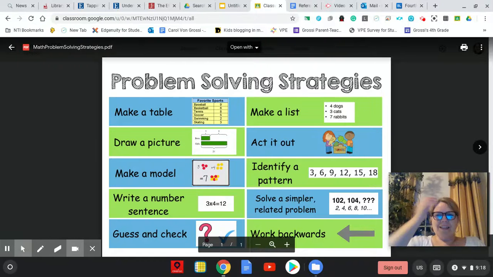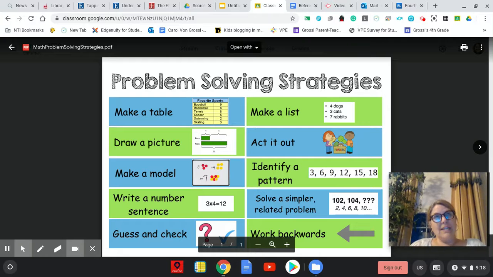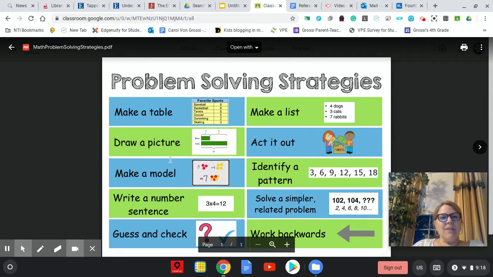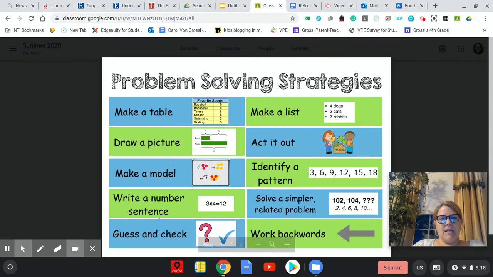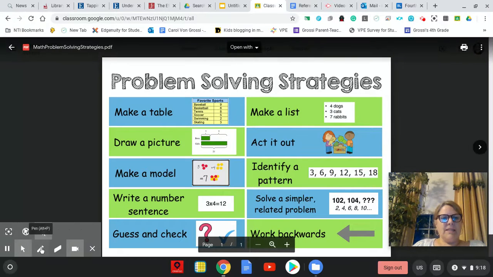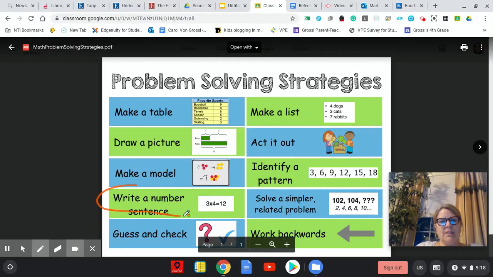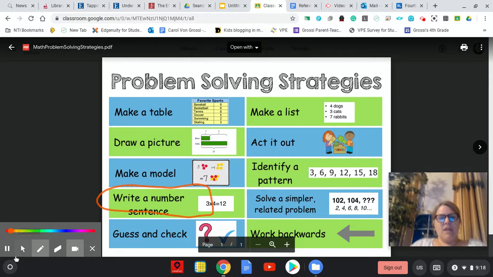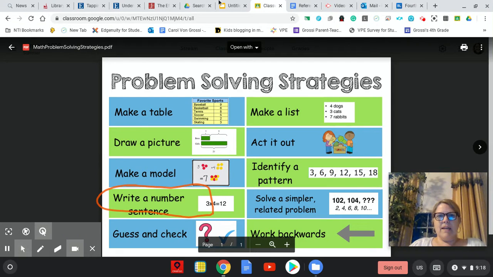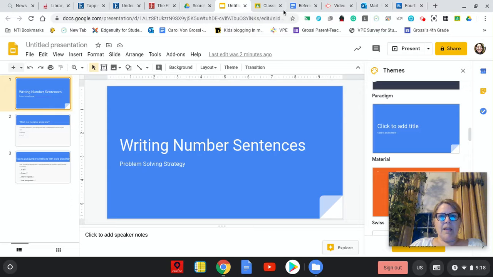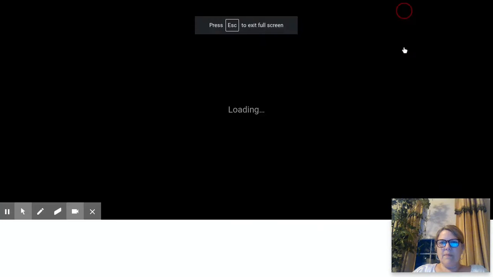Hello, guys. I'm here again to talk about some problem-solving strategies for your math problems that you're encountering in Imagine Math. And you can use these, of course, throughout the school year as well. So today we're going to talk about this one right here. It says, write a number sentence. So we're going to talk about that today.